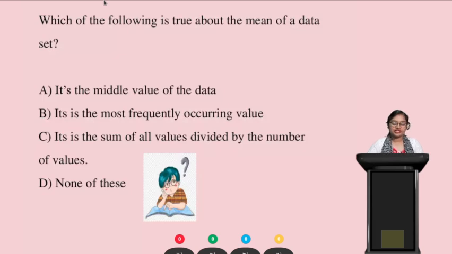Then students, it's time for a question. Okay, I'll read out the question. Which of the following is true about the mean of a data set? Option A, it is the middle value of the data. Option B, it is the most frequently occurring value. Option C, it is the sum of all values divided by the number of values. Option D, none of these. The time provided for this is 30 seconds. Read the question carefully and answer it.